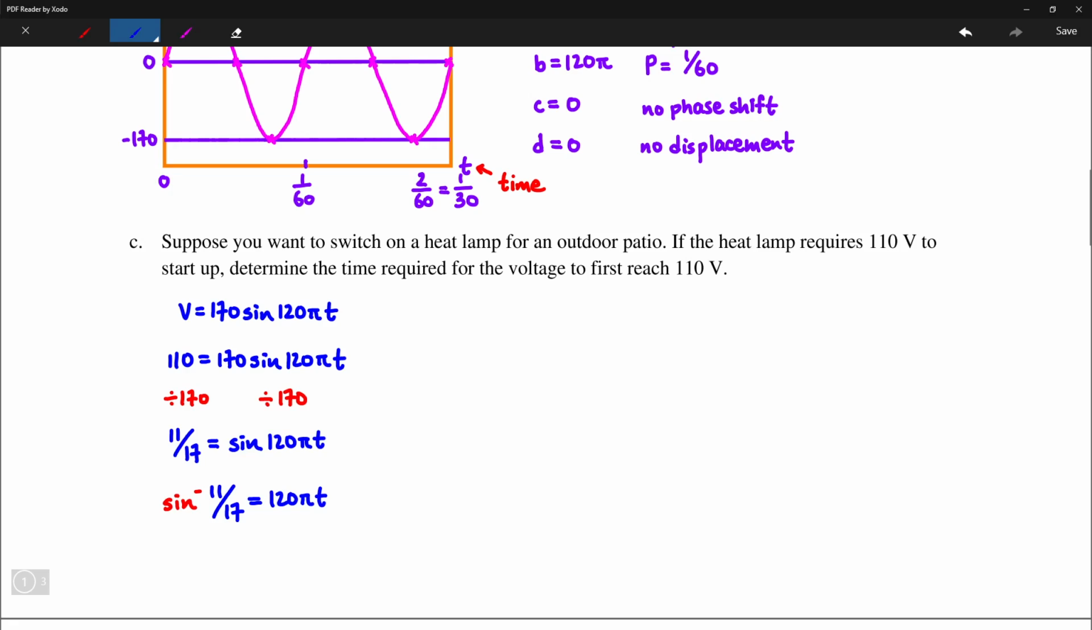Okay, using our calculators, we can find that the value of arc sine of 11 over 17 is 0.704, and that's going to be equal to 120 pi t. And then we can divide both sides by 120 pi.